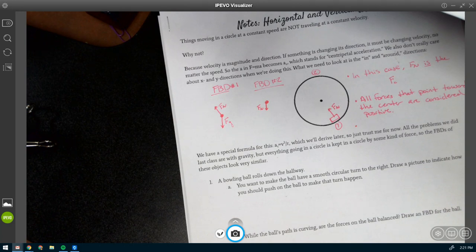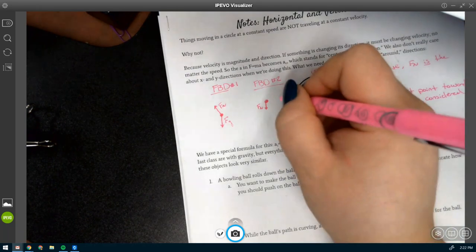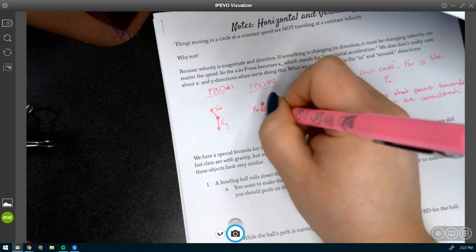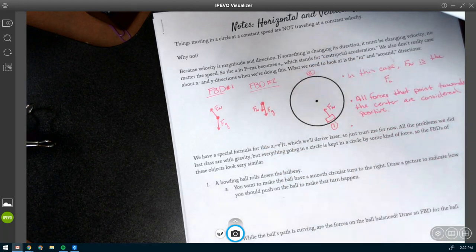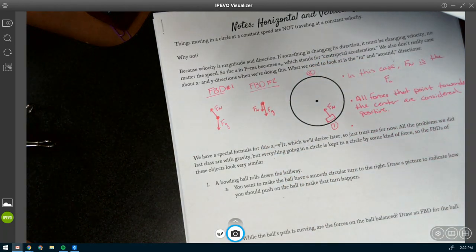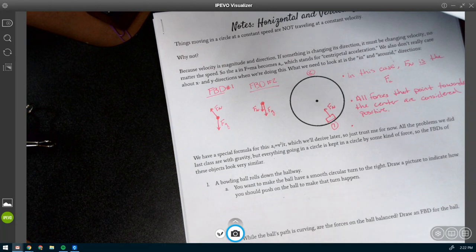But at the top of the loop, we still have force of gravity, and that is also pointing down. And so in this case, because both forces are pointing towards the center of the circle, both forces are positive. So it's no longer a question of up or down, it's into the circle or out of the circle. Does that kind of make sense so far?